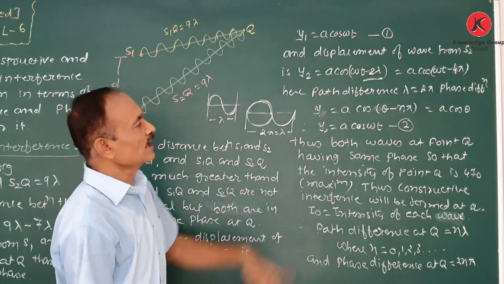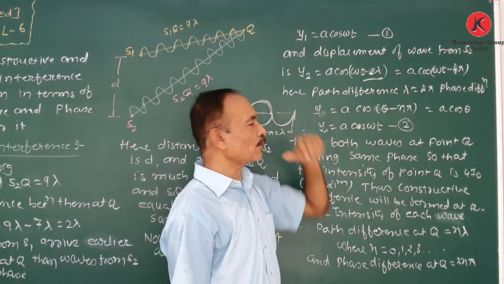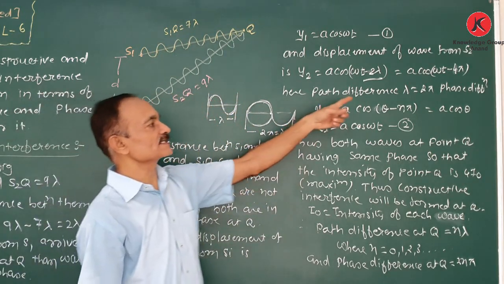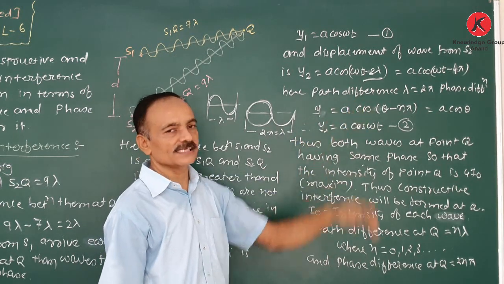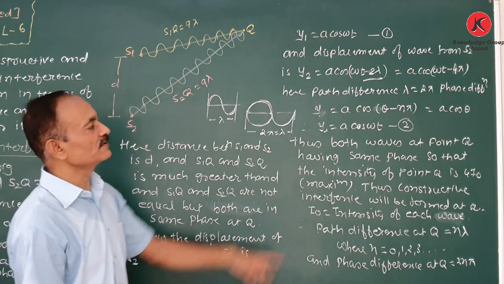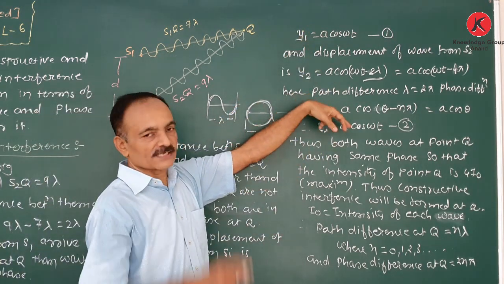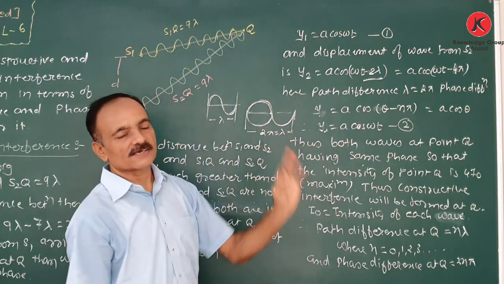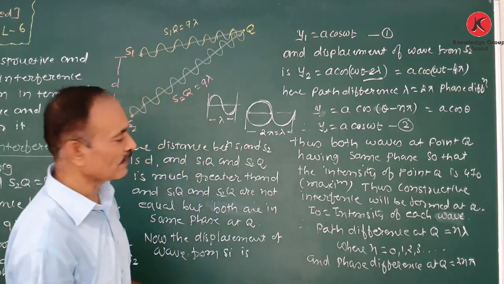Okay. So corresponding to 2 lambda, the phase difference is 4 pi. Therefore, A cos (omega t minus 4 pi). Now here the path difference lambda is equal to 2 pi phase difference. Therefore, y2 is equal to A cos (theta minus n pi), which is equal to A cos theta. Therefore, y2 is equal to A cos omega t. Thus, equations 1 and 2 have the same phase. Therefore, at point Q, constructive interference takes place and intensity will be maximum.